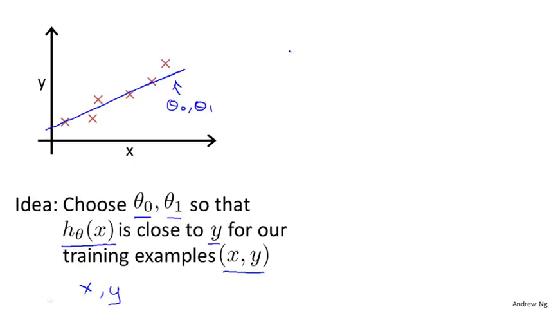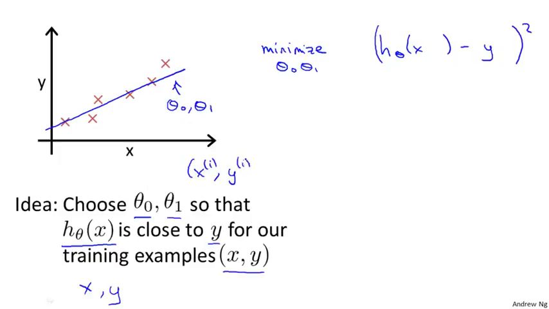Let's formalize this. So in linear regression, what I'm going to want to do is solve a minimization problem. So I'm going to write minimize over theta 0, theta 1. And I want this to be small, right? I want the difference between h of x and y to be small. And one thing I might do is try to minimize the squared difference between the output of my hypothesis and the actual price of a house. Okay? So let's fill in some details. You remember that I was using the notation x i comma y i to represent the ith training example.